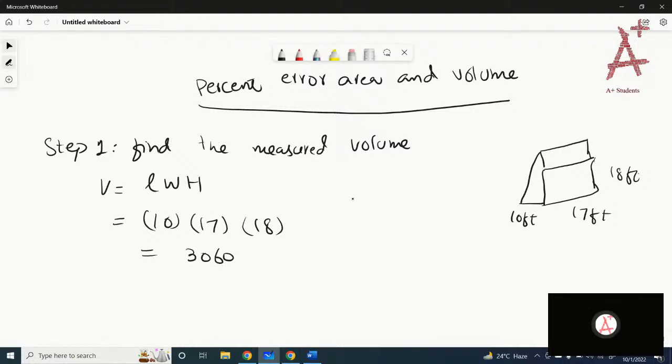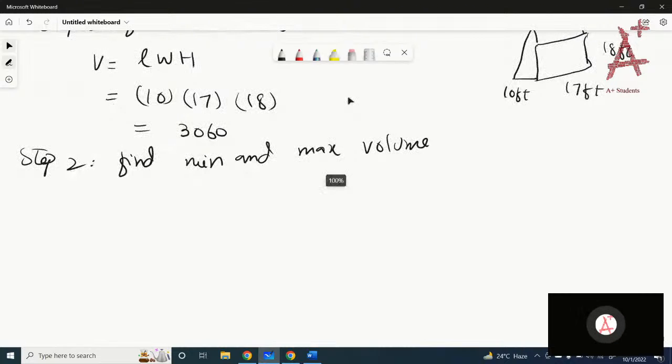Now find the minimum and maximum possible volume. So step 2 is find the minimum and maximum volume, and we know how to find them. We just did this in the previous topic. For the maximum value, you have to add the greatest possible error. The values are whole numbers, so the greatest possible error is 0.5. For the maximum value, you have to add 0.5 to all values.